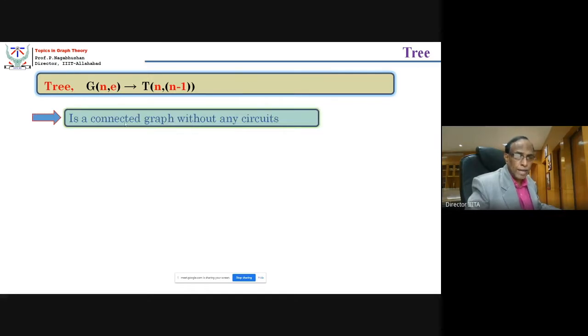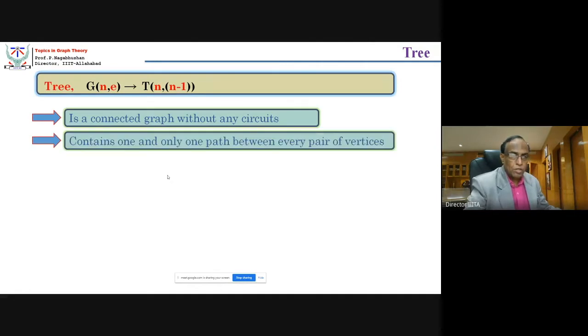So it is a connected graph. A tree is a connected graph without any circuits. In a graph there may be circuits, but in a tree there should not be any circuits. A graph is a connected graph, and a tree should also remain a connected graph. So the definition is: a tree is a connected graph without any circuits. Please follow these definitions carefully, because each definition should become an algorithm to construct a tree from the graph.